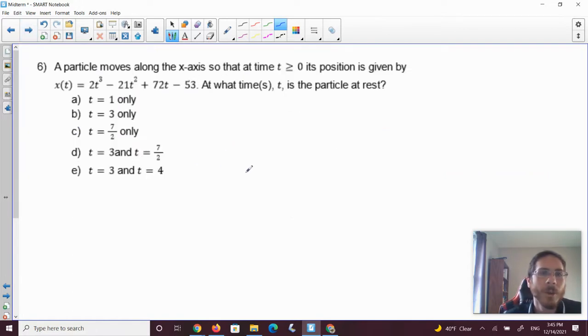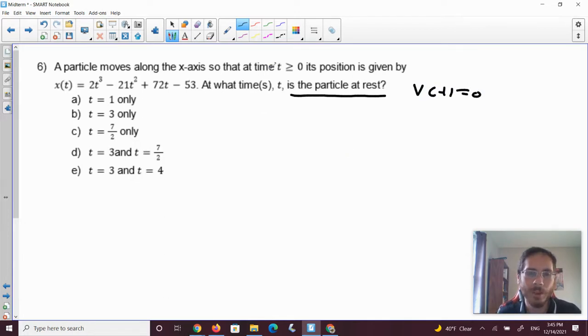For number 6, it says a particle moves along the x-axis at time t is greater than 0. So we've got the position. At what times is the particle at rest? So I thought this one was pretty fun. We've seen things like this before where the goal here is if the particle is at rest, that means that the velocity has to be 0.